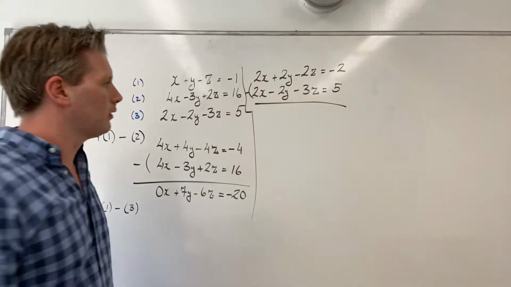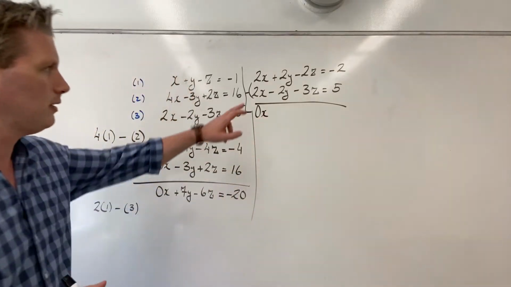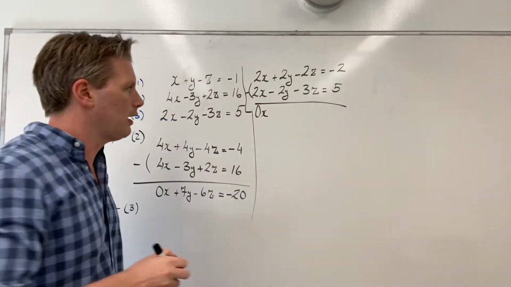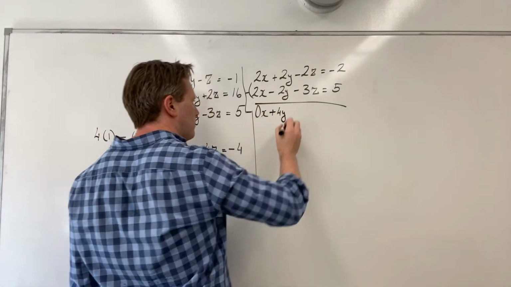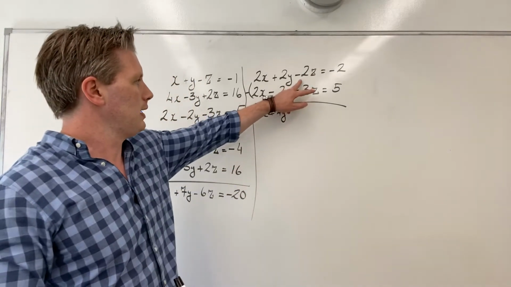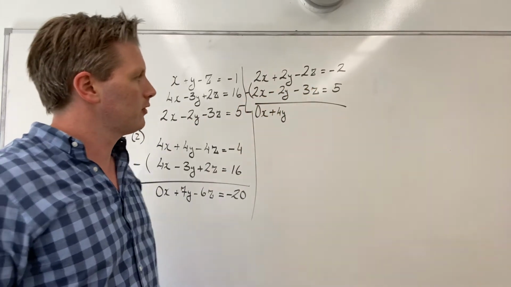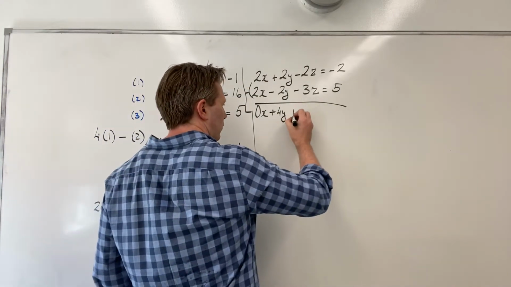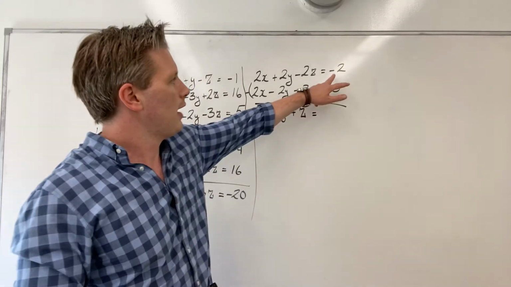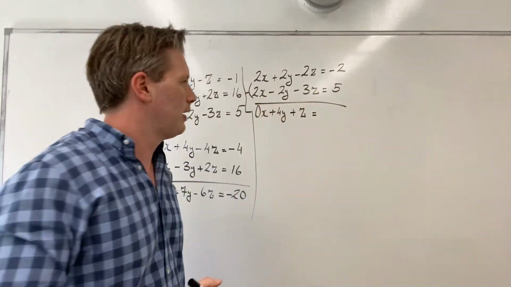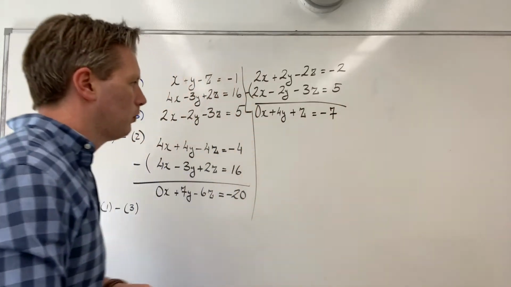2x minus 2x will of course give me 0x. Again, that's what I'm setting out to do, that's my intention. 2y minus 2y: a minus times a minus is a plus, so that's plus 4y. Minus 2z, minus times a minus is a plus, so that's minus 2z plus 3z. So that is plus z. And then finally, I have minus 2 minus 5, that is minus 7. Just be careful with your arithmetic.